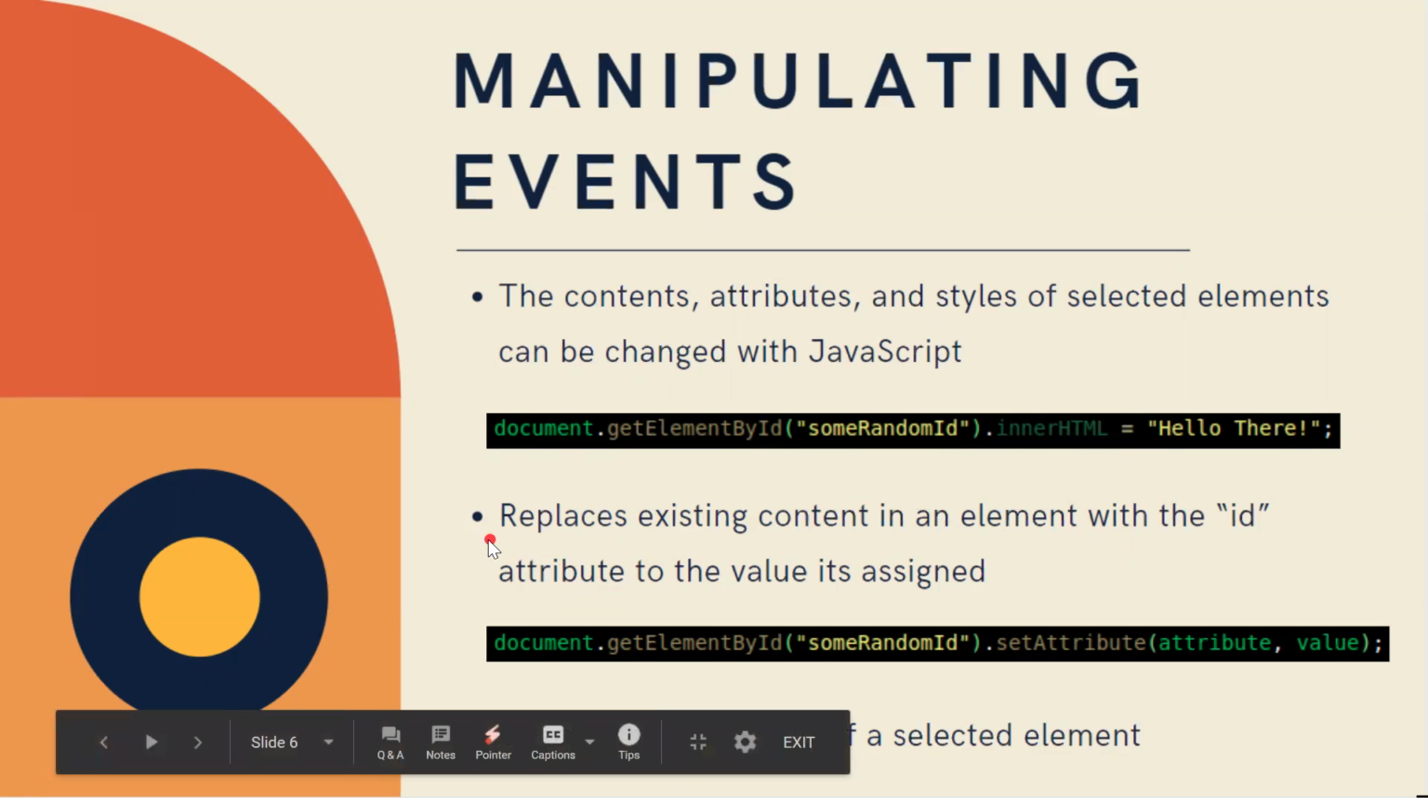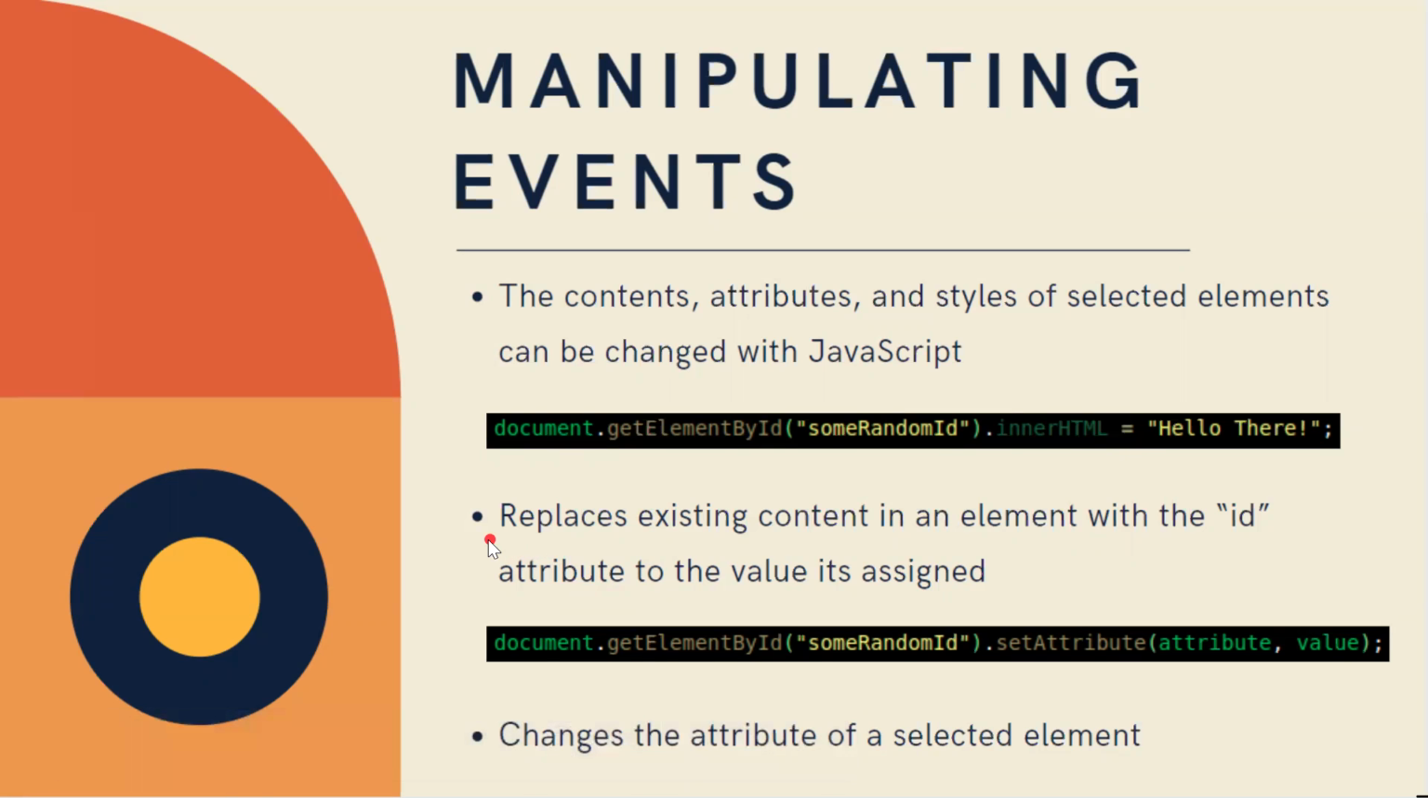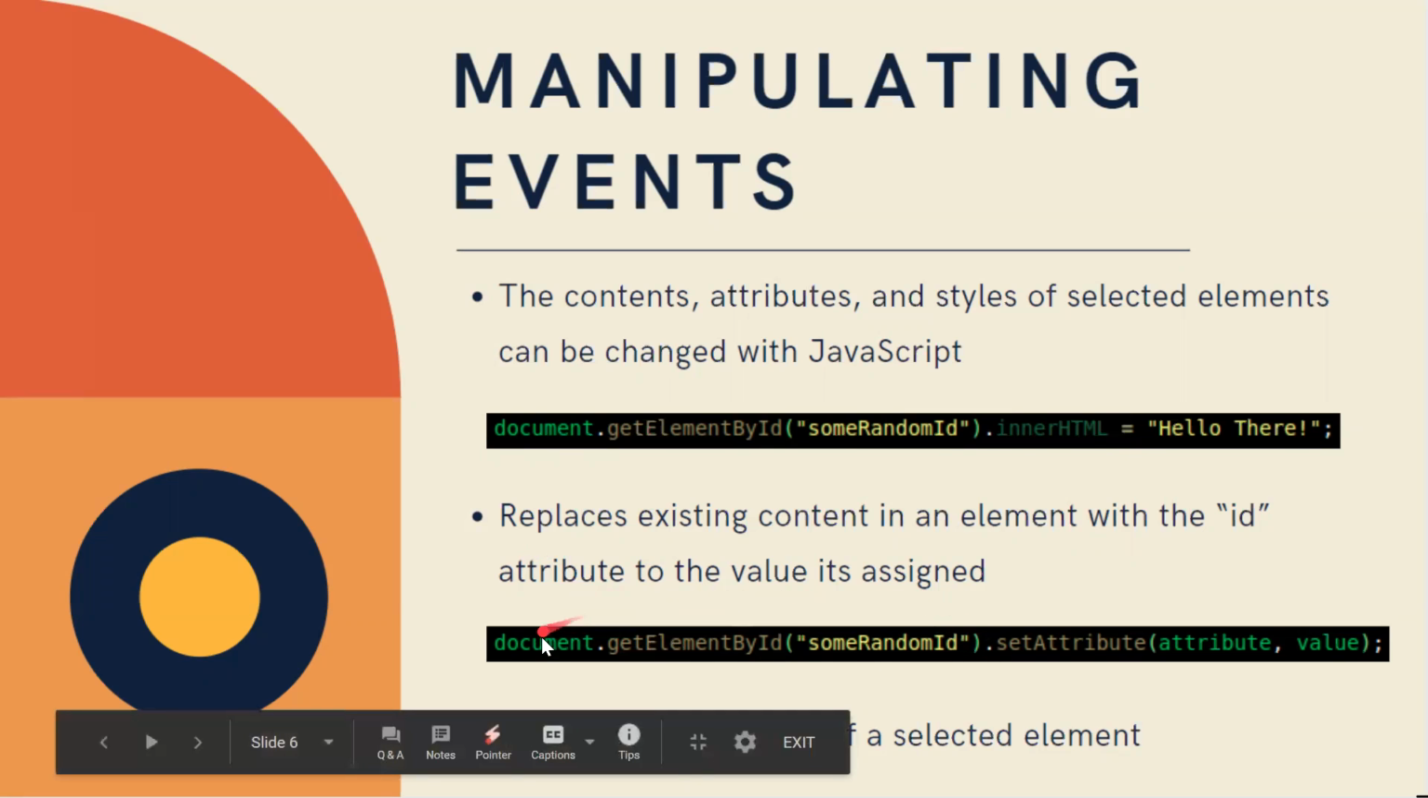Now we're going to look at the next example. It replaces existing content with the element ID attribute as it's assigned. So document.getElementById, some random ID. We know what this does. Yes, get some random ID, dot setAttribute, value.